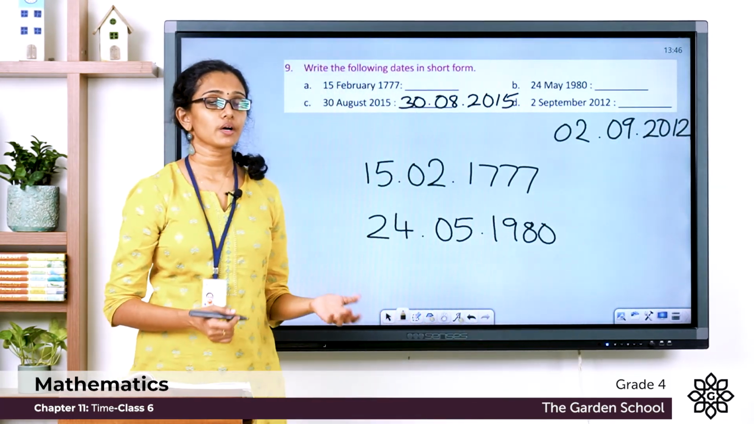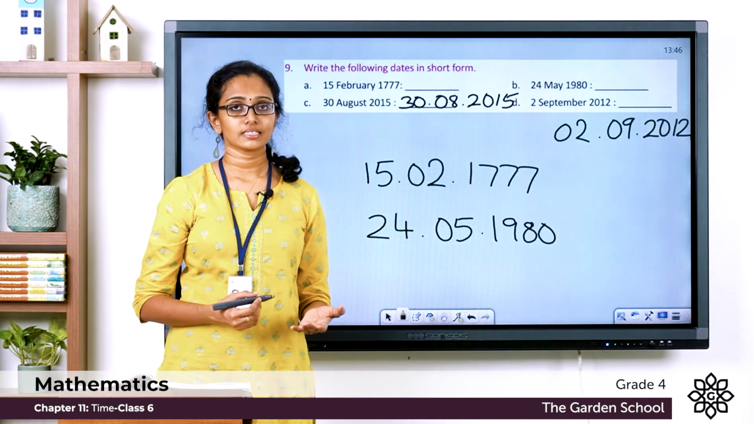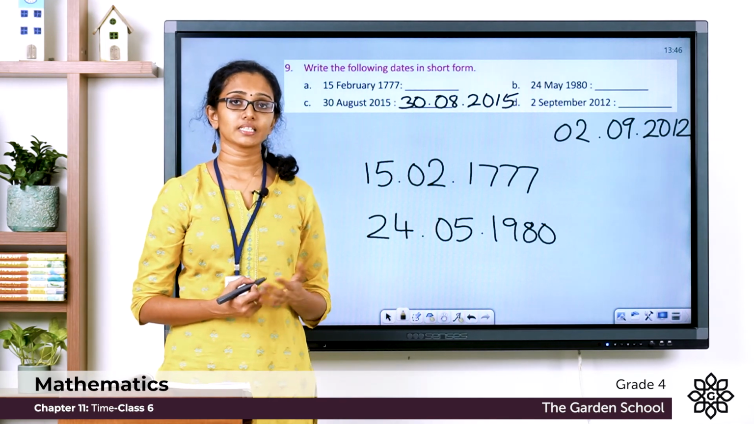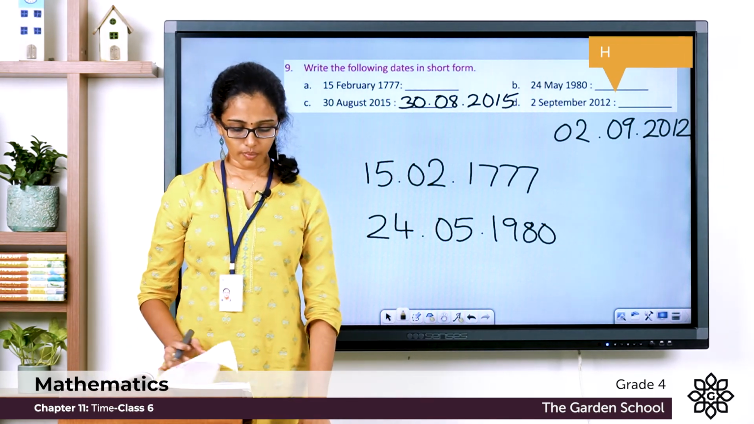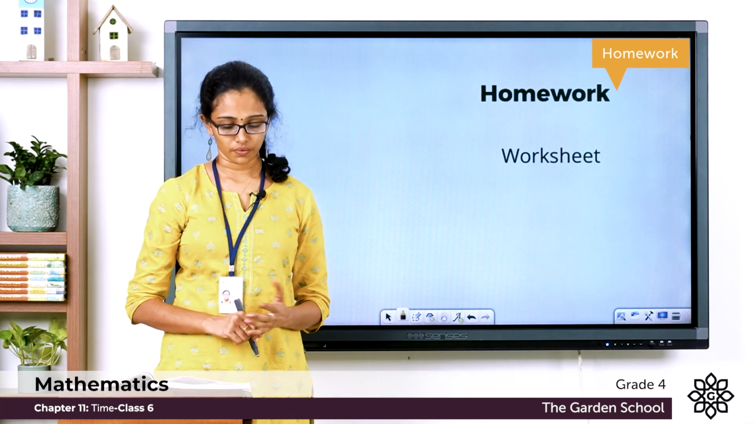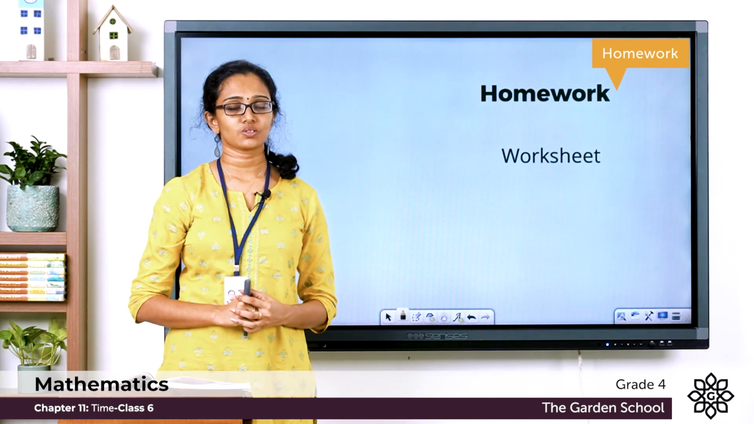So we have come to the end of this chapter. I hope you are clear with all the concepts and the exercise we did in this chapter. So please go through all the concepts and the exercise once again. Then as homework, you have to do a worksheet. This is on page number 162 of your textbook. Once you're done with that, you can take a picture and send it to us through Teams.